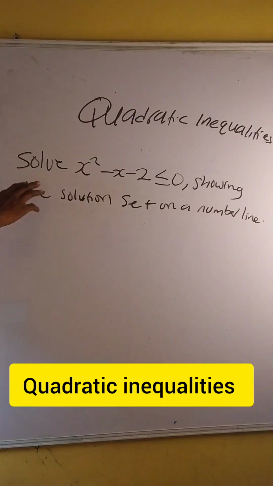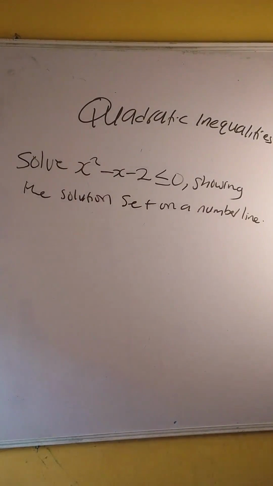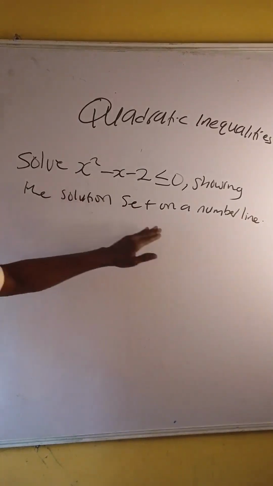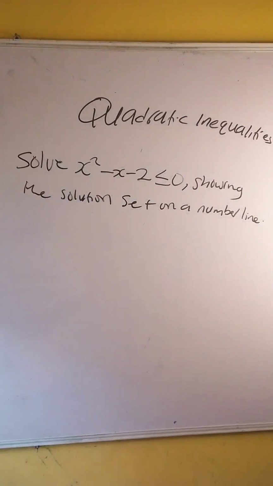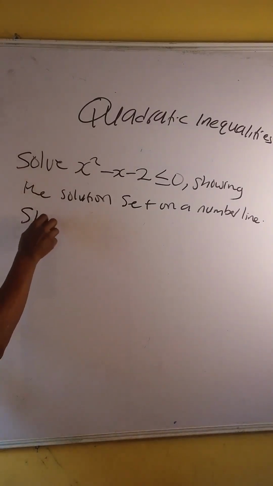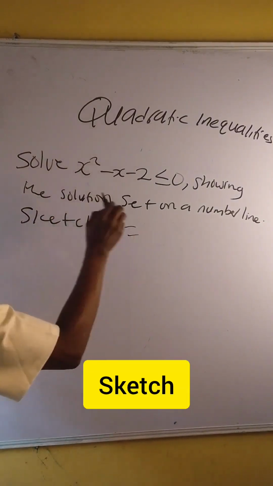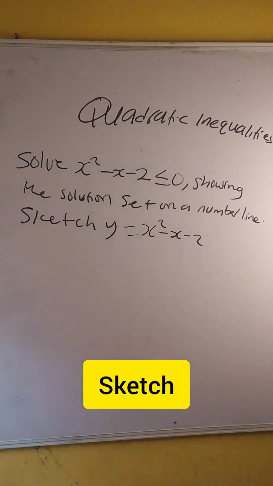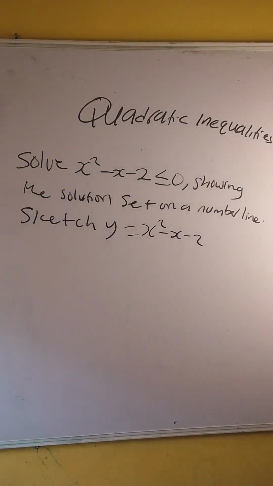First of all, we're given the question to solve x squared minus x minus 2 less than or equal to 0. It says show the solution set on the number line. So what do we do? The first thing to do is to sketch y equals x squared minus x minus 2. Every inequality always has a sketch, so you have to sketch this.